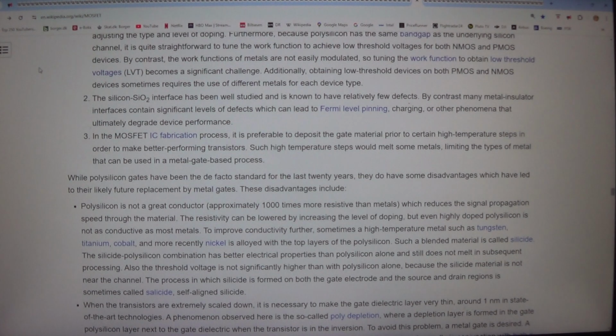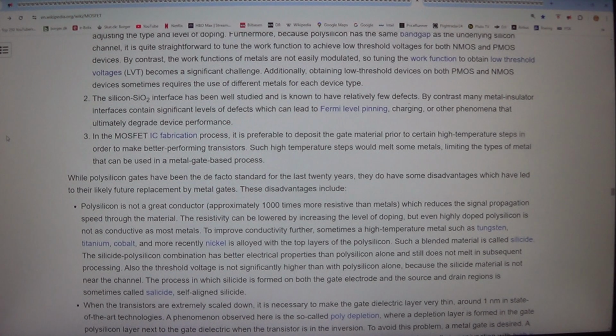2. The silicon SiO2 interface has been well studied and is known to have relatively few defects. By contrast, many metal insulator interfaces contain significant levels of defects which can lead to Fermi-level pinning, charging, or other phenomena that ultimately degrade device performance.